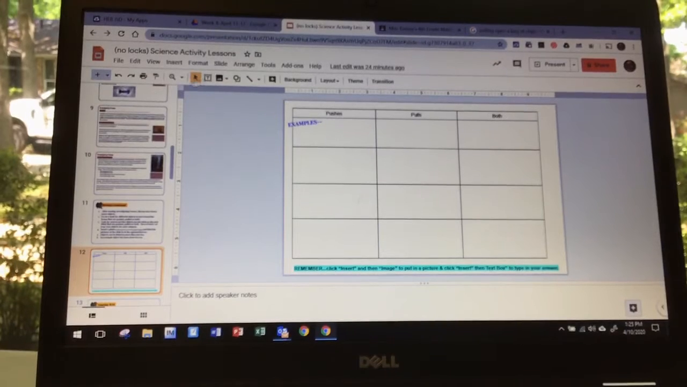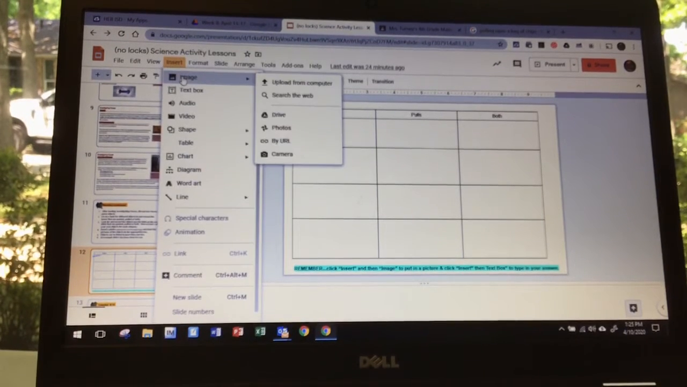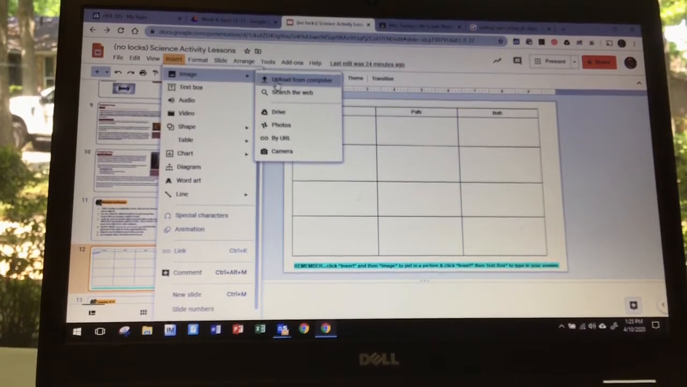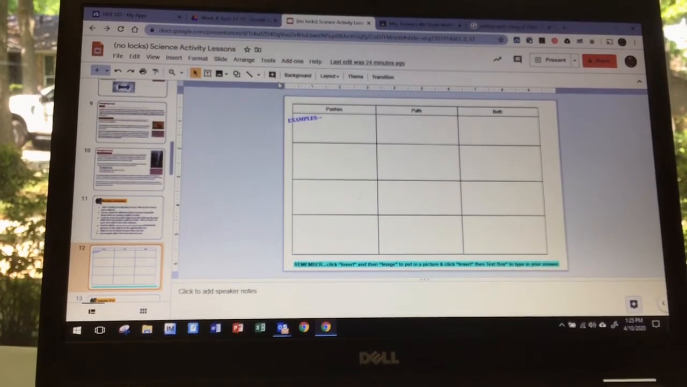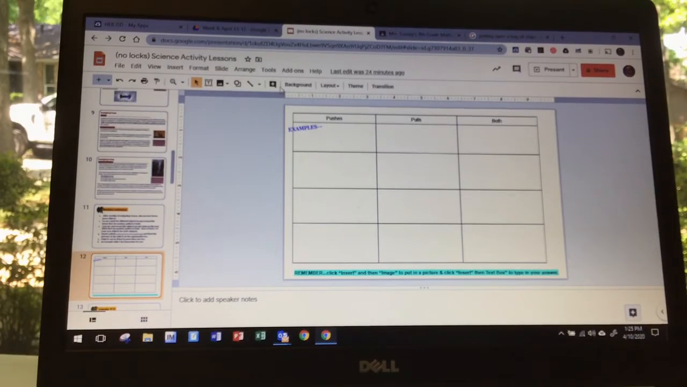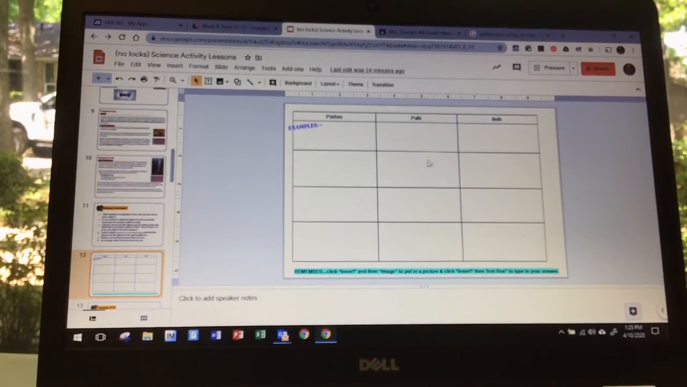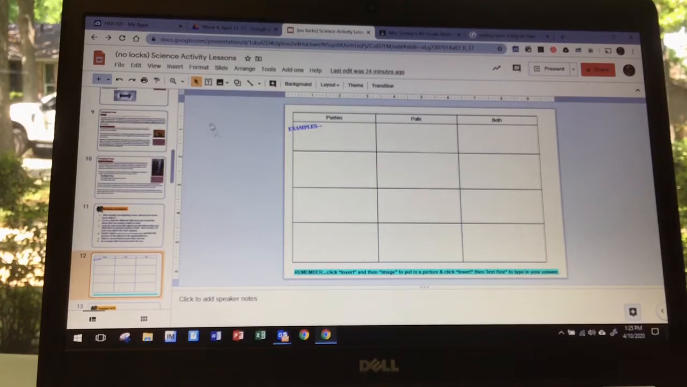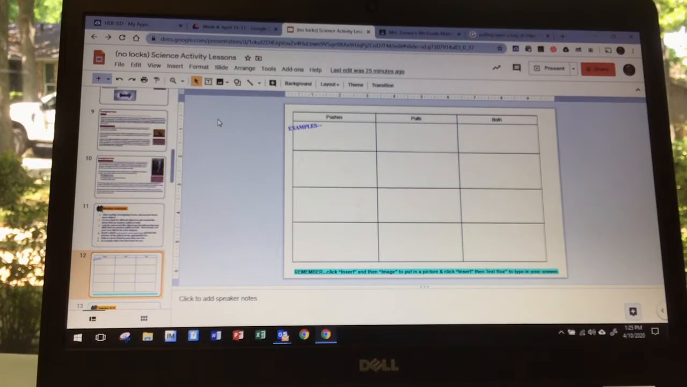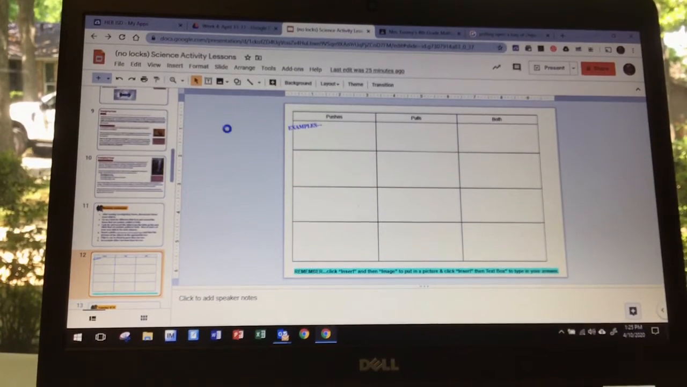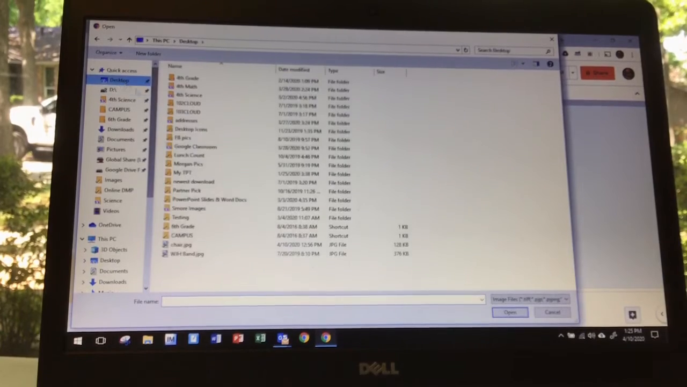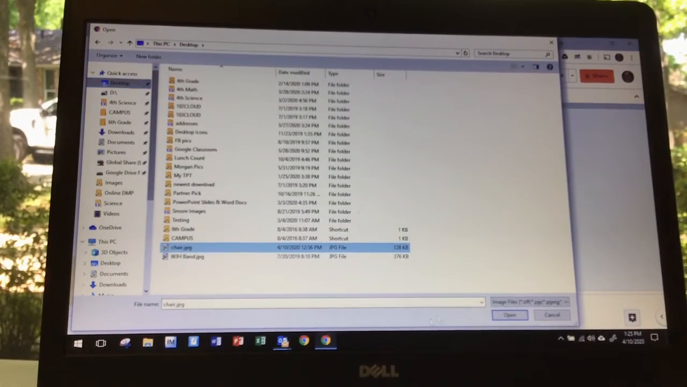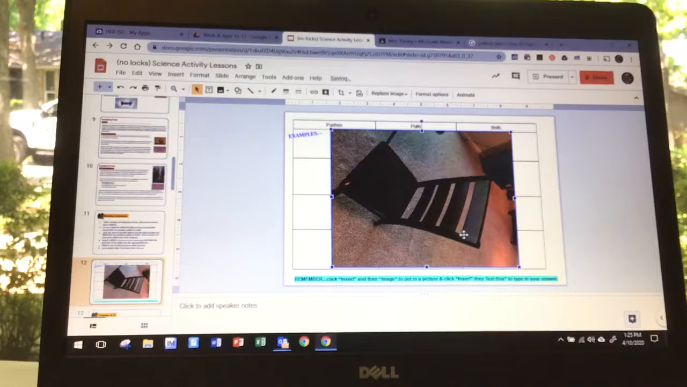The way that I'm going to do that is insert, image, and then I want to upload it from my computer. When I do that, a box should pop up and let me upload. Of course I say that and then it takes forever because my internet is having issues. It's on my desktop and I just called it chair, and I can open it up and then boom, there's the chair.